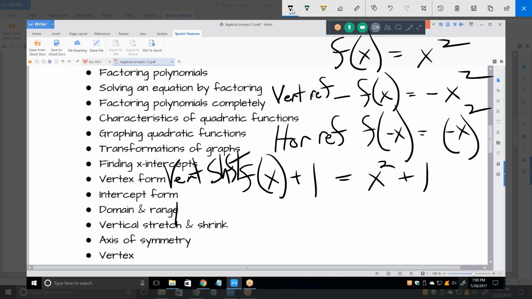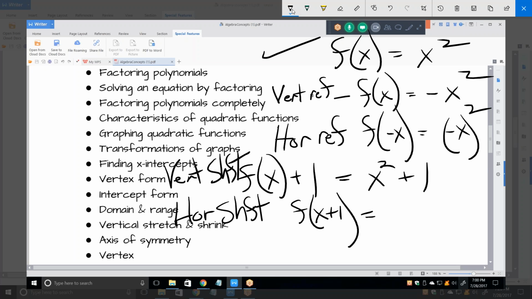Now, if I wanted to make a horizontal shift, I would make it f of x plus 1, like that. That's inside the function. Now tell me what that is. Here's our function. I think it would be x plus 1 in parentheses squared. Perfect. Okay?